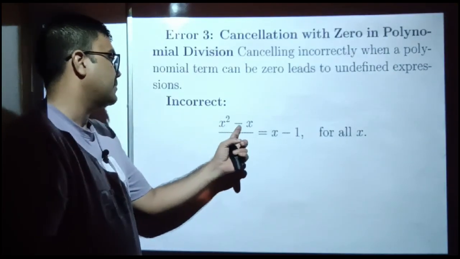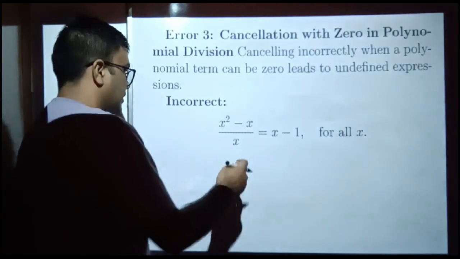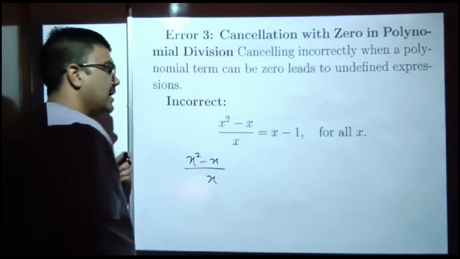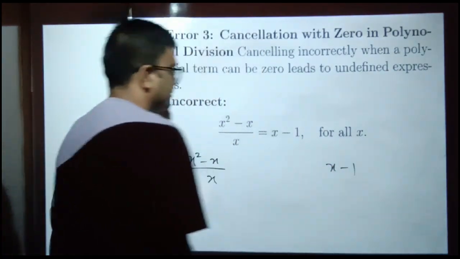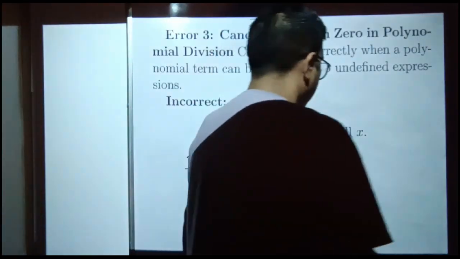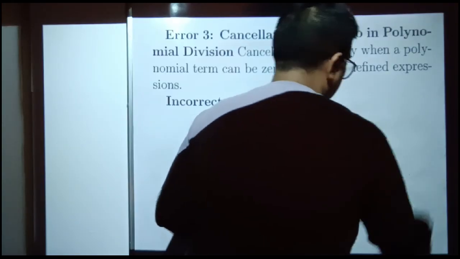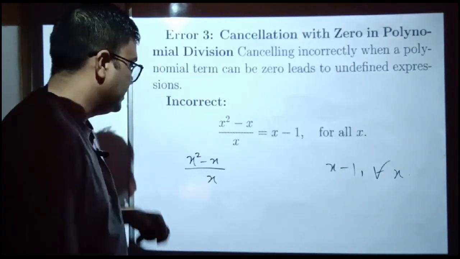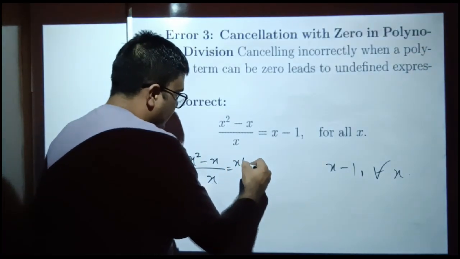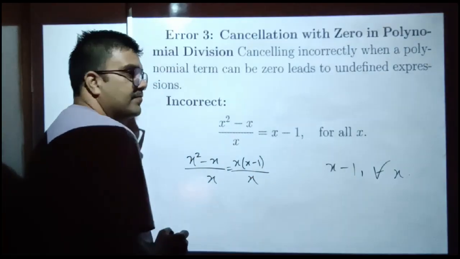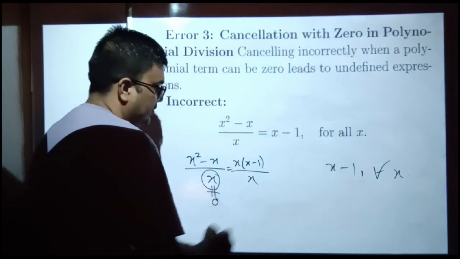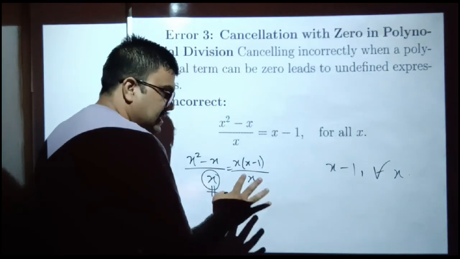When we are talking about x square minus x over x, and when I am saying x minus 1, these are two different things. Whenever I am saying x minus 1, I am talking about it for all x. When I am saying x square minus x over x, factorize the numerator, you will get x minus 1 times x over x. This x is in the denominator, and clearly x cannot be equal to 0.